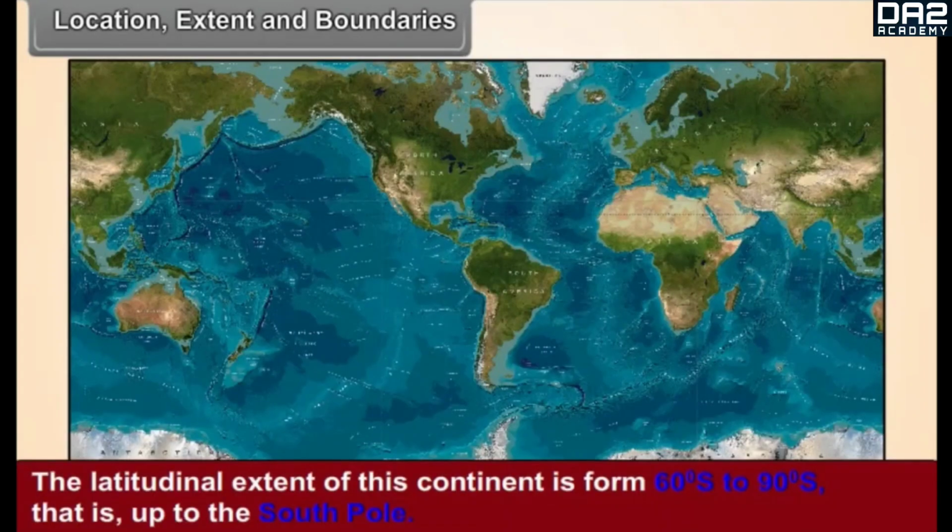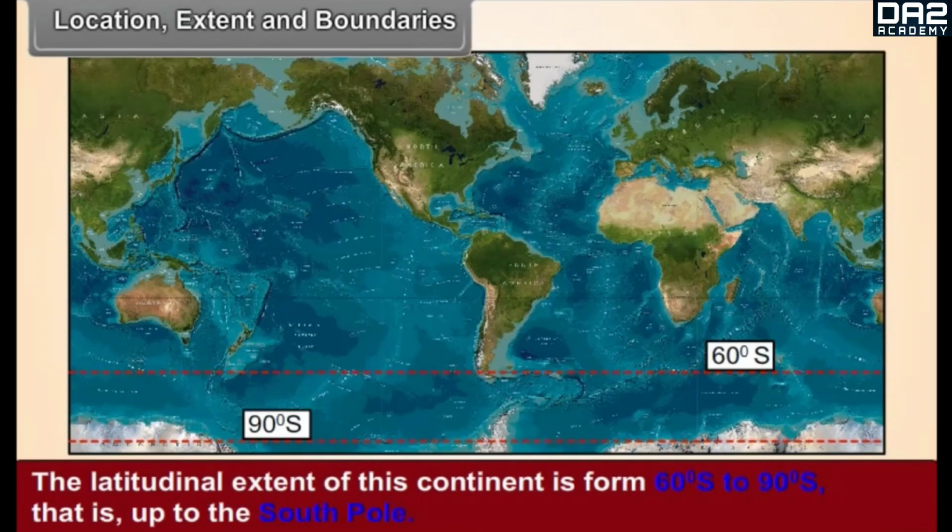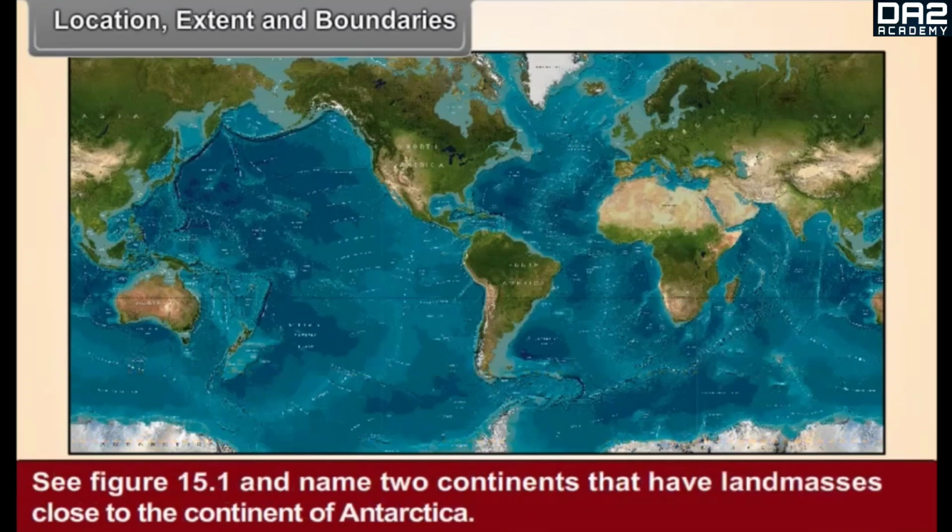Location, extent and boundaries. The latitudinal extent of this continent is from 60 degrees south to 90 degrees south, that is, up to the South Pole. See figure 15.1 and name the two continents that have land masses close to the continent of Antarctica.